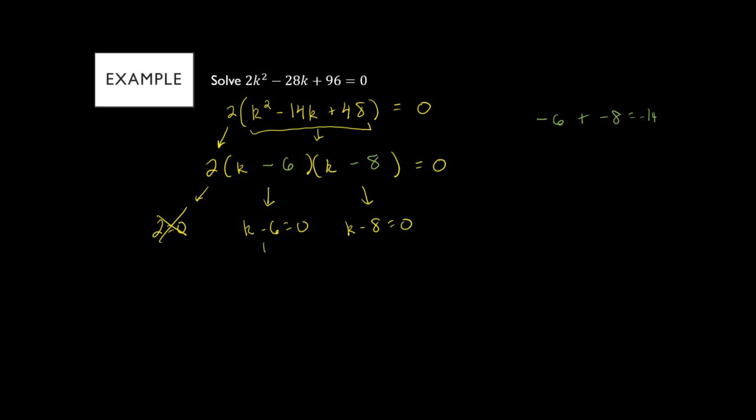So I'm going to solve the first equation by adding 6 to both sides, and the second equation by adding 8 to both sides. So this gives me k is equal to 6 as one solution and k equals 8 as the other solution. And often we put these in curly braces to indicate the solution set. So both of these numbers, if you replace k with them and follow the order of operations on the left, you'll end up with 0 equals 0, and you'll have a true statement.